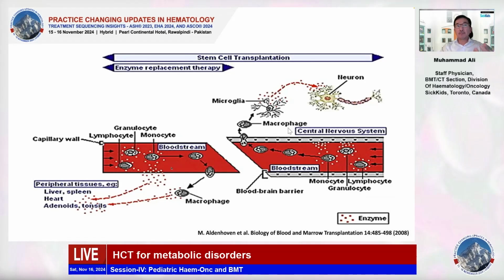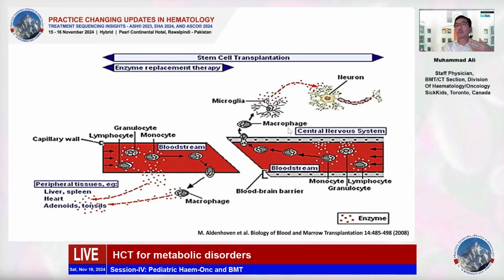However, this enzyme molecule is quite big and cannot cross the blood-brain barrier. In diseases where the brain is also part of the disease, like in Hurler syndrome, unfortunately, this enzyme replacement therapy will not be able to prevent progression of disease in the brain.